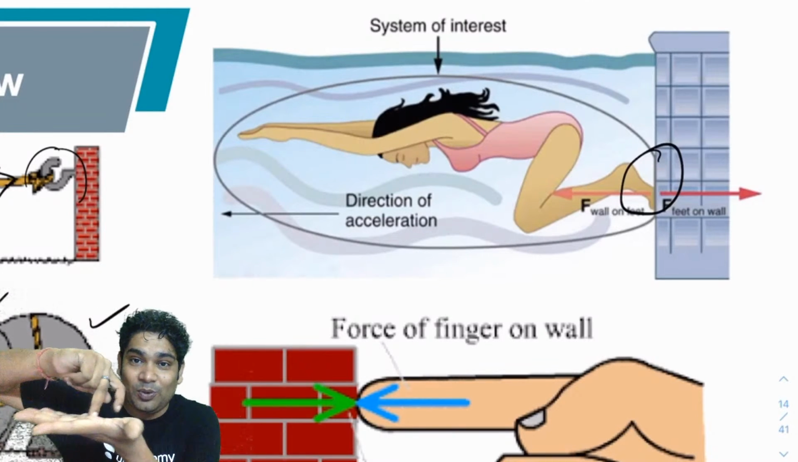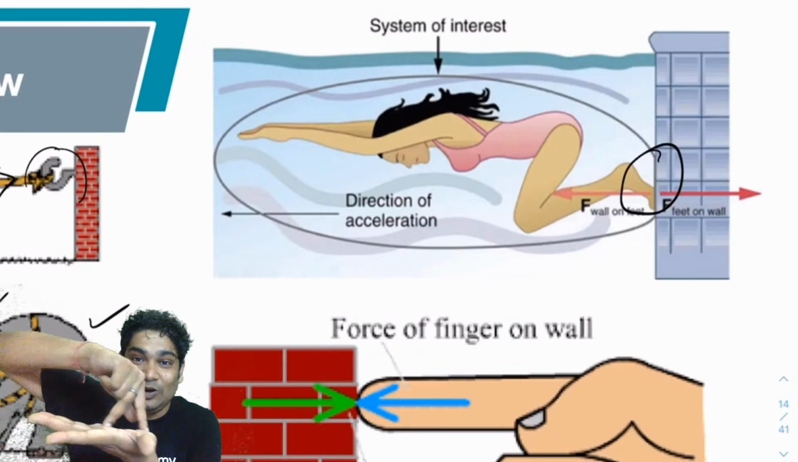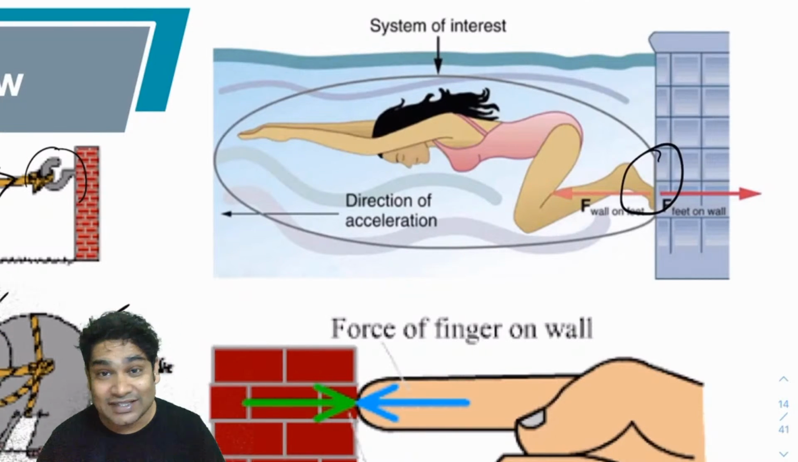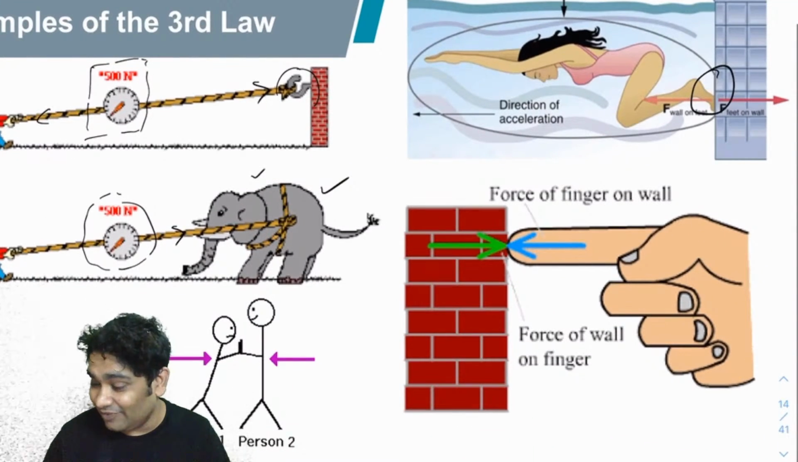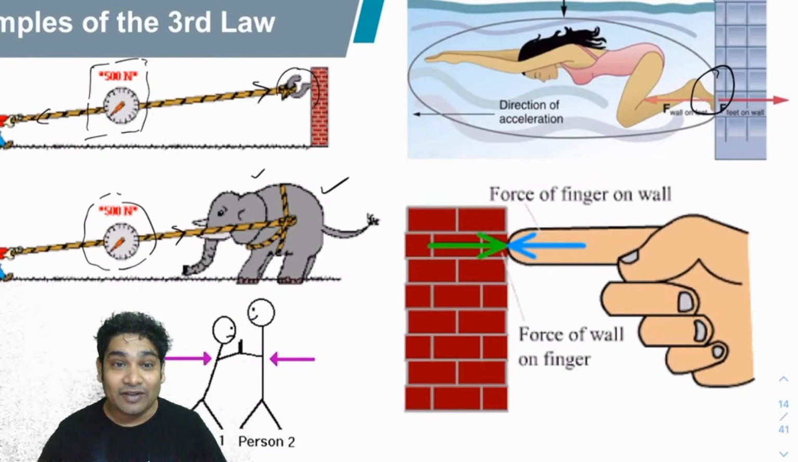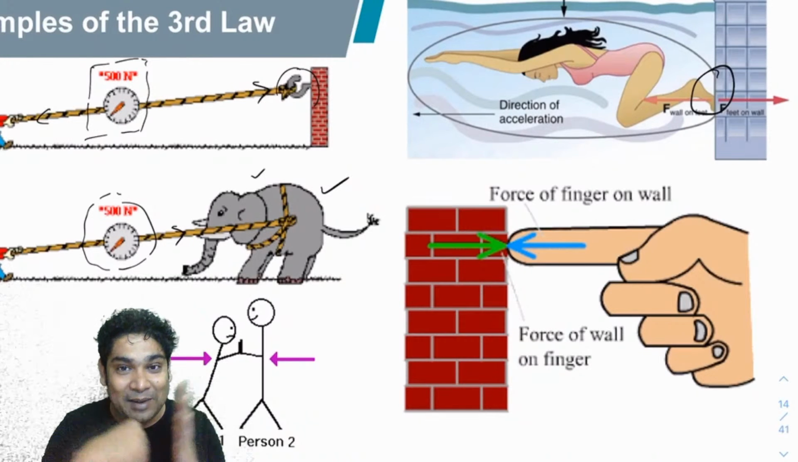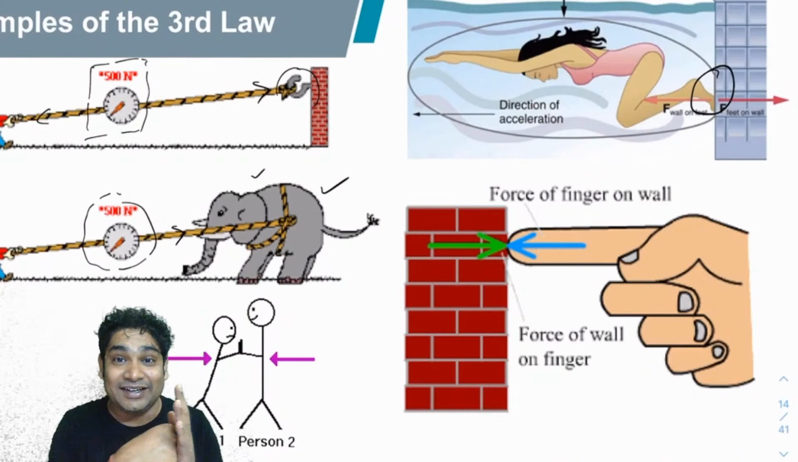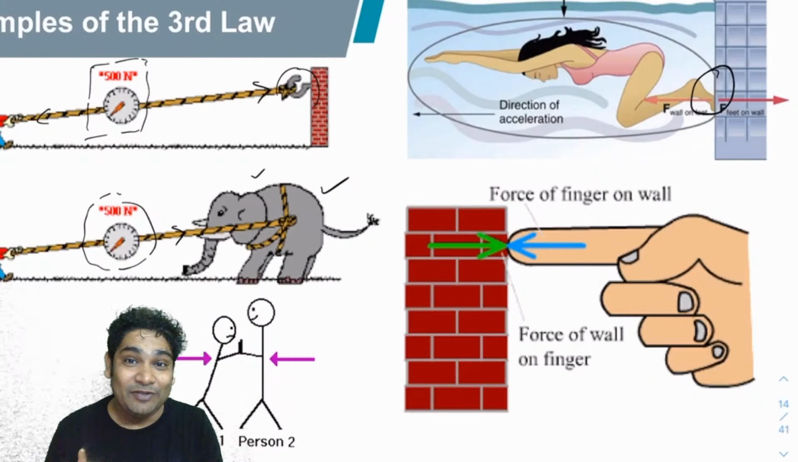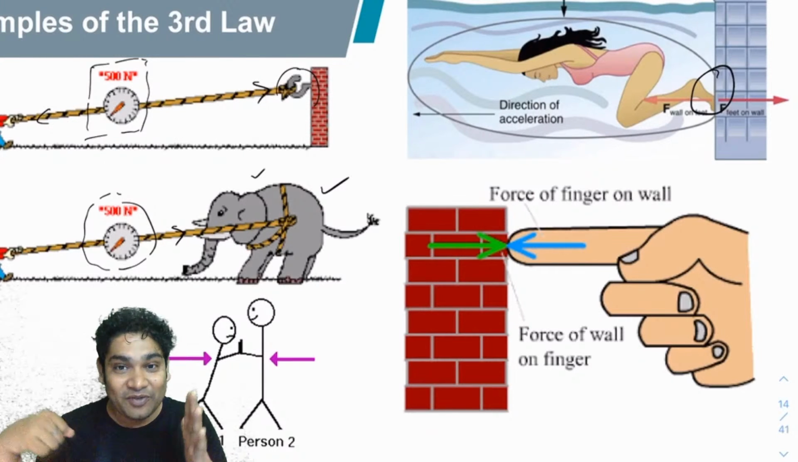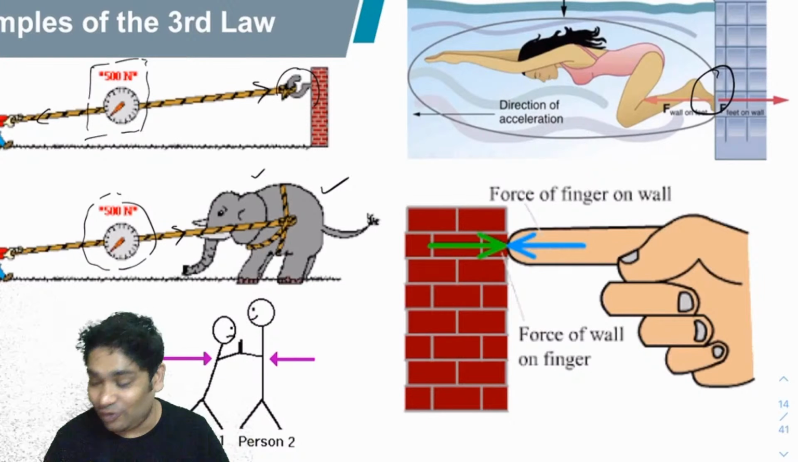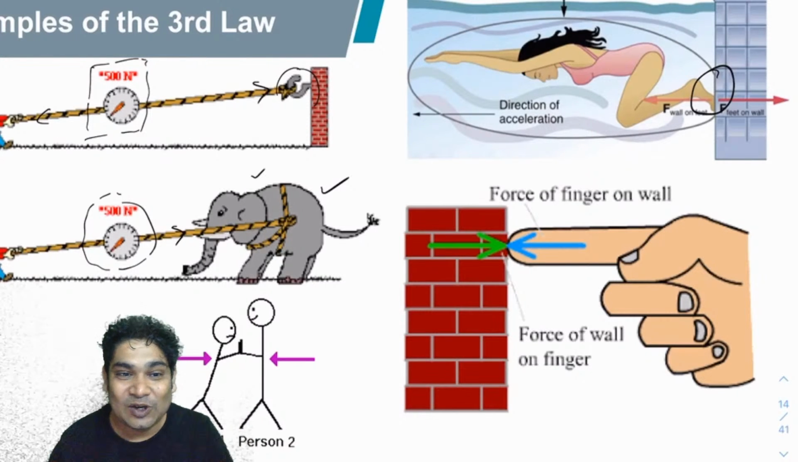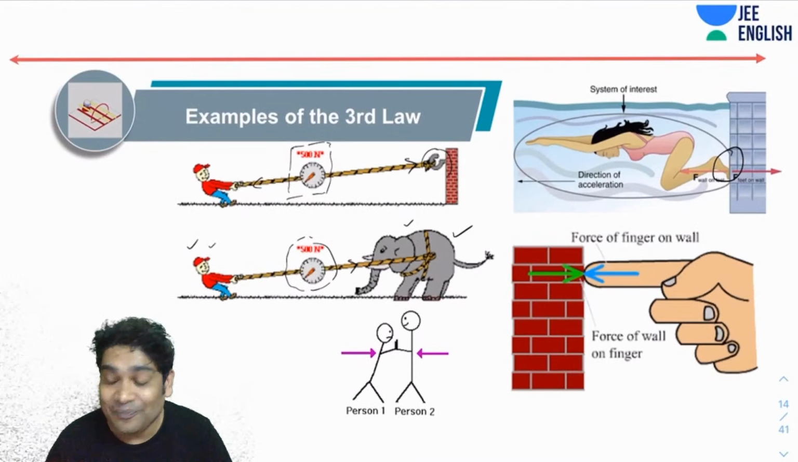You are trying to push the ground backward and the ground is pushing you forward. All right, so everything is third law. Similarly, again, force on finger in the wall. If you ever try punching a wall, the harder you punch it, the more hurt you will feel. That is because when you are putting a force on the wall, the wall is also applying a force on your hand. All right, so that is also third law.